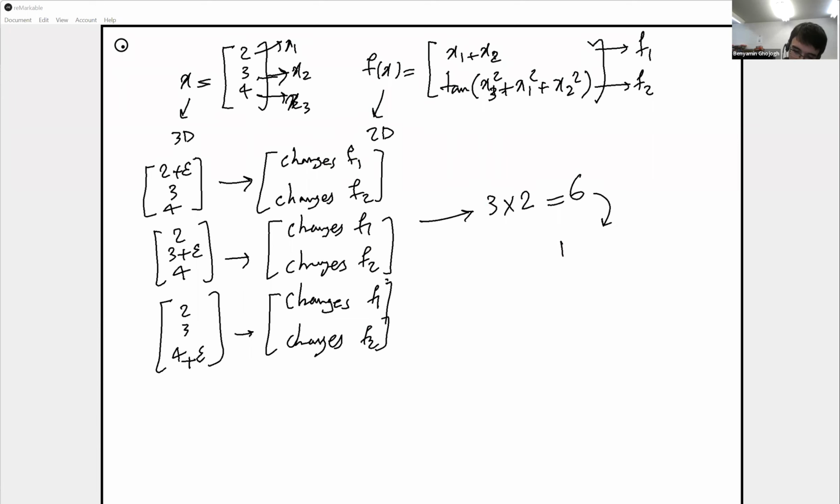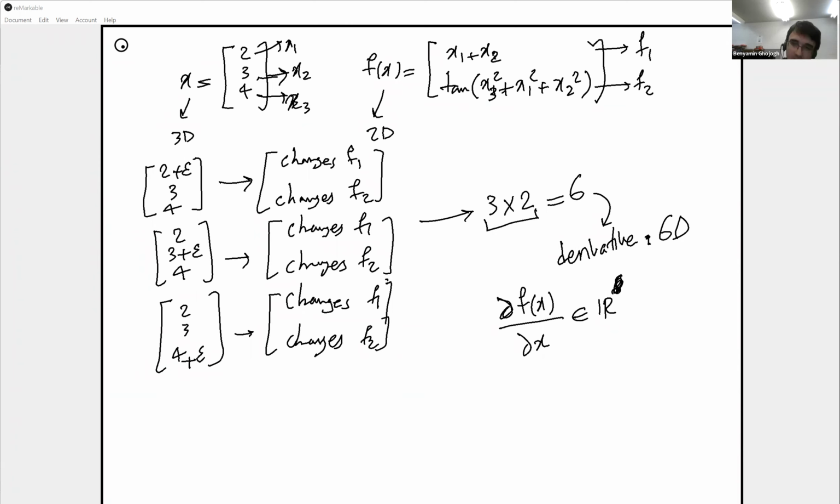Therefore, the derivative will be 6-dimensional. This is what derivative means, that by changing the input, how much effect we have on the output, right? We usually denote derivative with this, partial f of x with respect to x. This means the derivative of f with respect to x. This is 6-dimensional, but there is a but here.